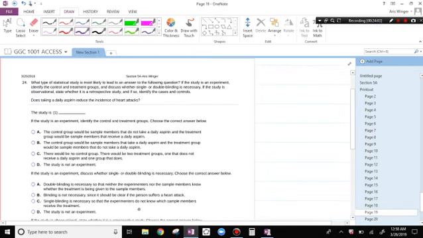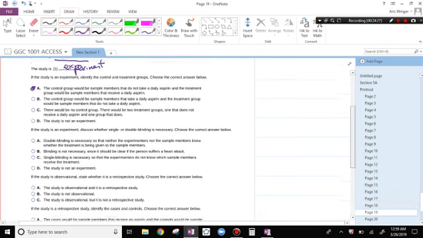Does taking a daily aspirin reduce the incidence of heart attacks? Here, we want to take something, so this is an experiment. The control group will be people who would not take daily aspirin, and the treatment group are people who would take it. This is an experiment.